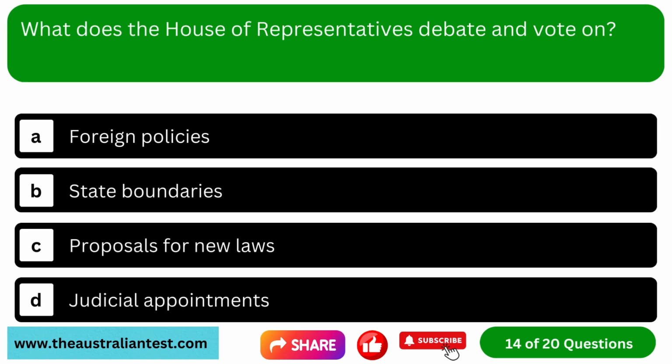Question 14. What does the House of Representatives debate and vote on? Option A, foreign policies. Option B, state boundaries. Option C, proposals for new laws. Option D, judicial appointments.